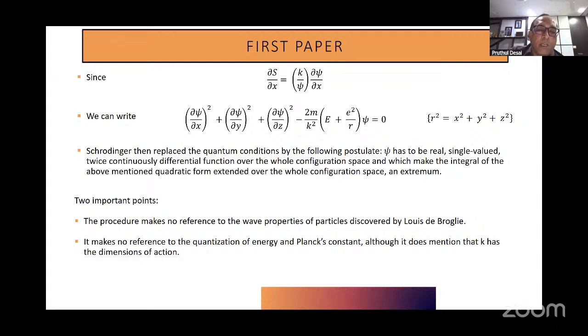His procedure makes no reference to the wave properties of the particles discovered by de Broglie. Till now, he is not saying anything about the wave properties of the particles. He makes no reference to the quantization of energy and Planck's constant, although we know that later on K has the dimensions of action. So in his entire method or procedure, he has till now not mentioned anything about de Broglie's wave properties of the particle.